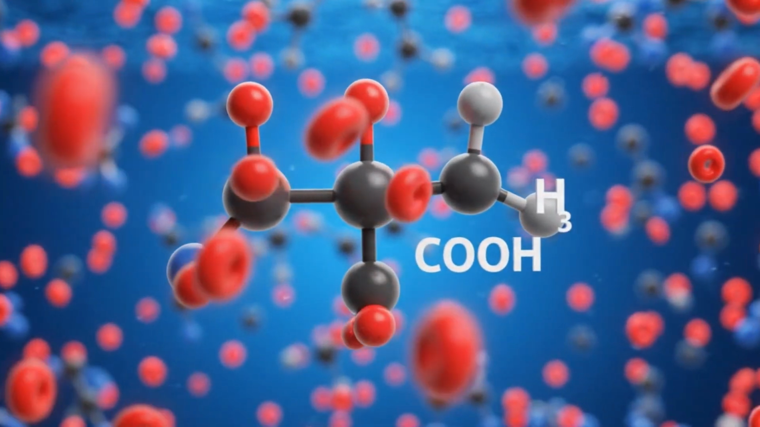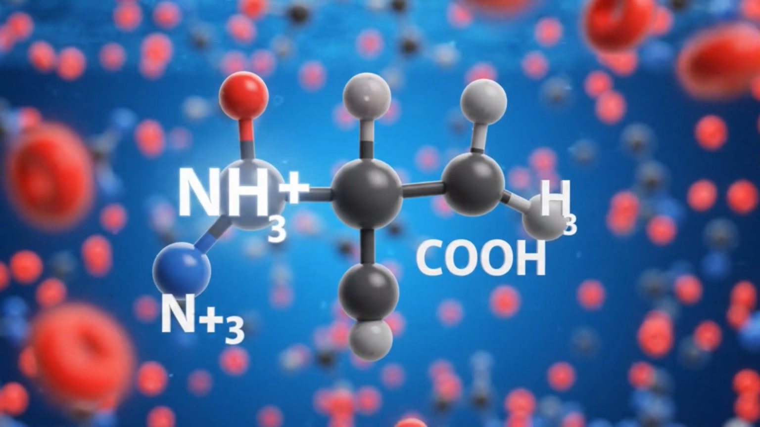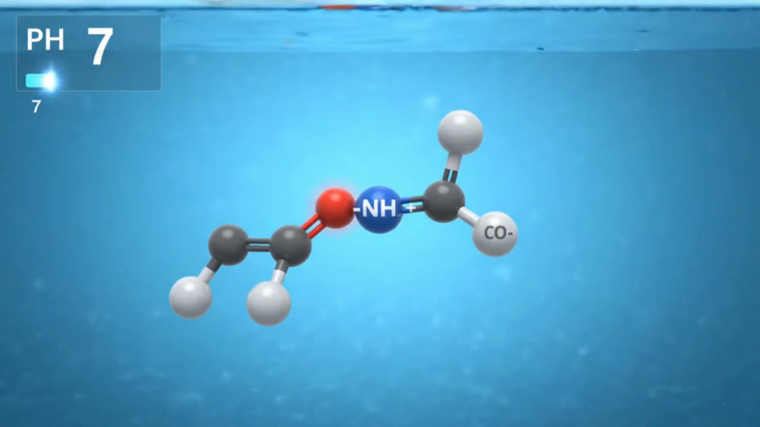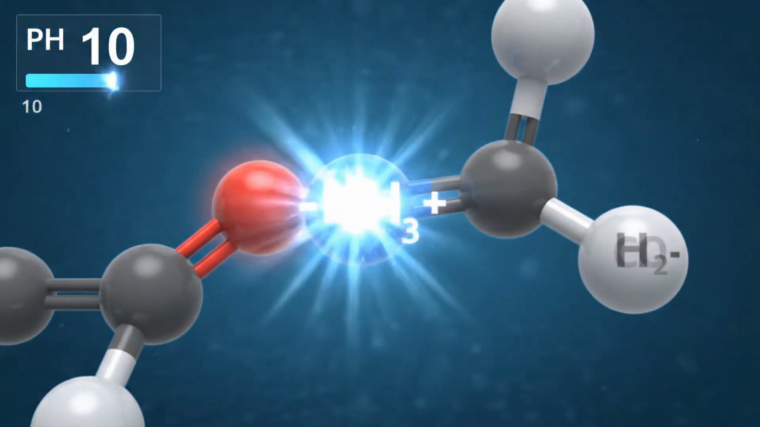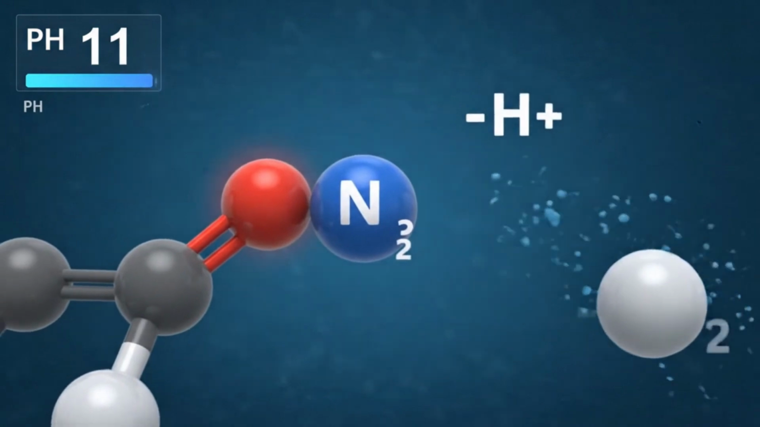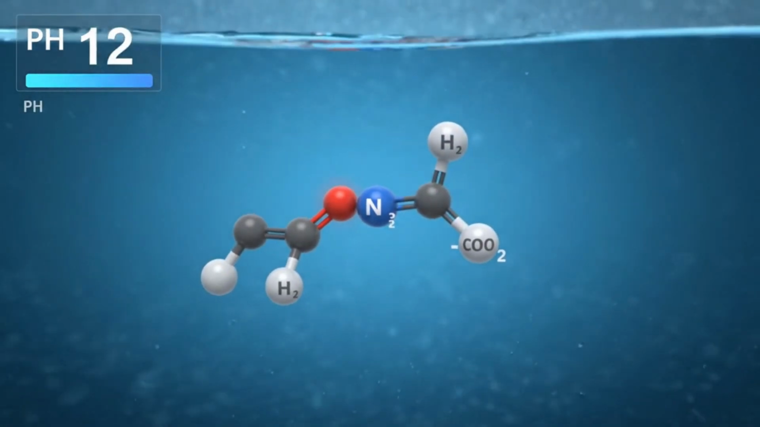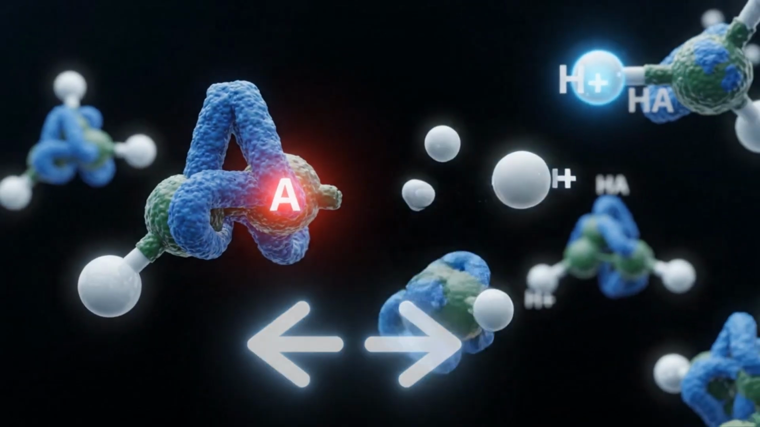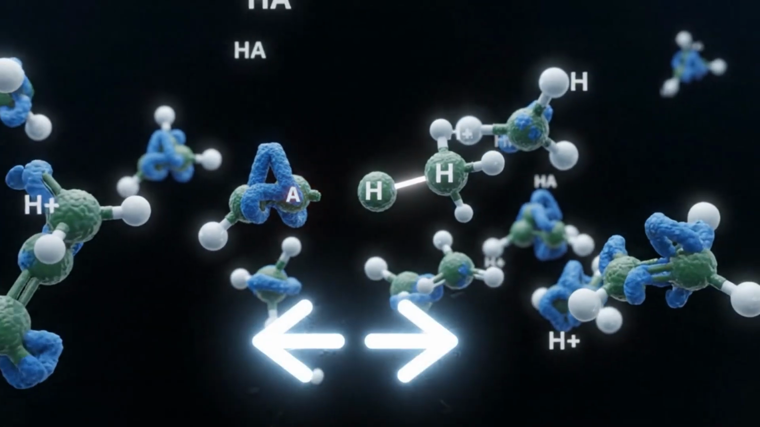At low pH, amino acids gain protons and become more positively charged. At high pH, amino acids lose protons and become progressively more negatively charged. Protonation is reversible, creating an equilibrium between protonated and deprotonated forms.